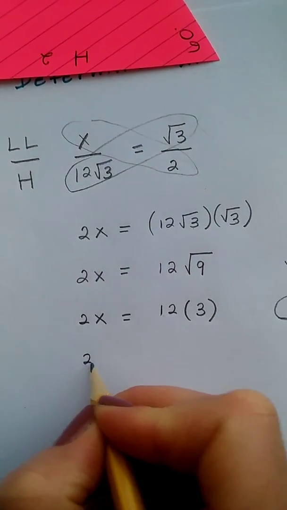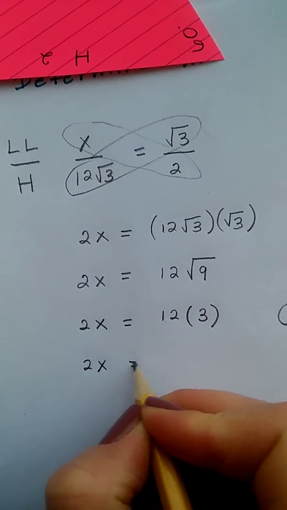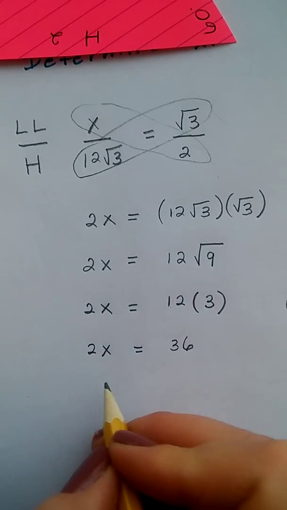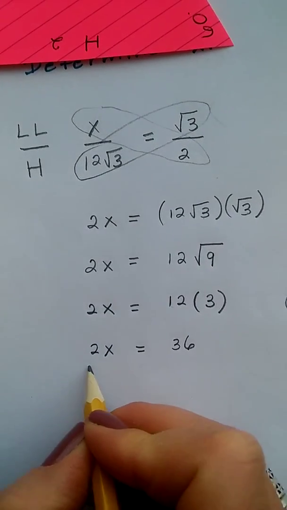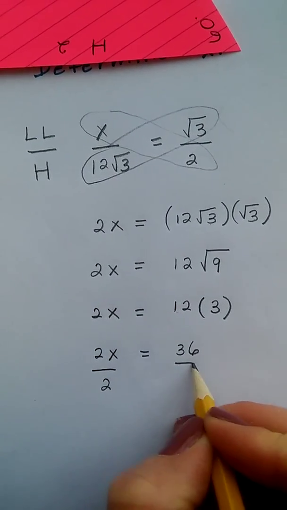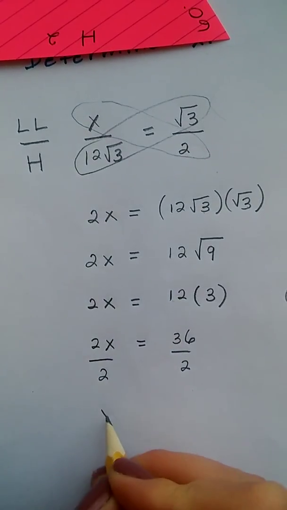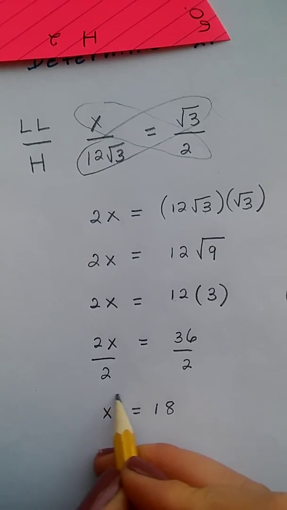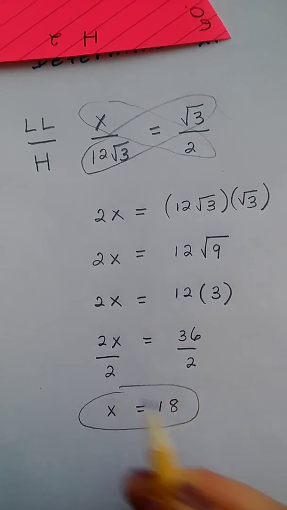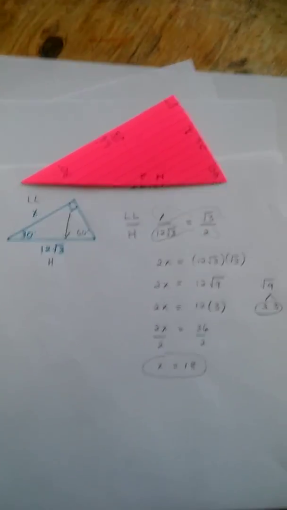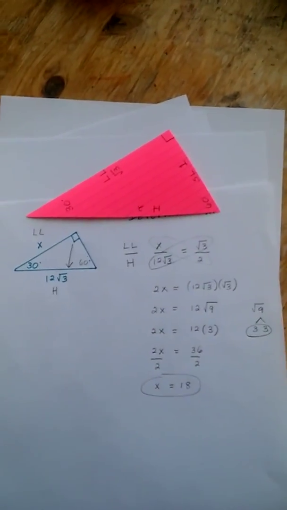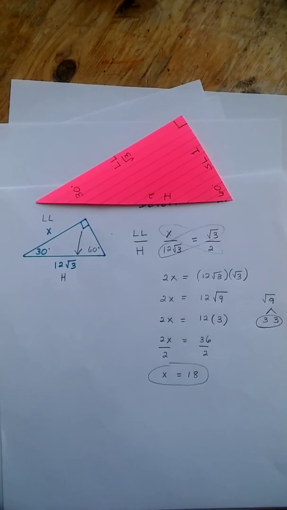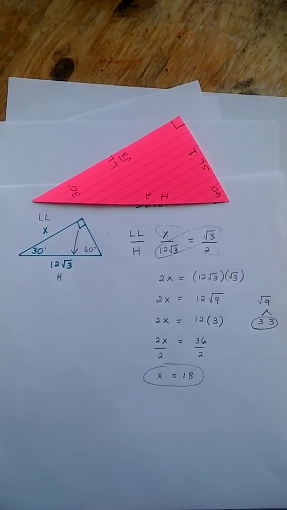Now we're looking at, for our equation, 2x equals 36. And we have one step to solve left, and that is to divide by 2. So our final answer is x equals 18. So let me pull back so you can see the whole thing a little bit better. Hopefully it'll go in focus for you. So what we just found out was the long leg is 18.